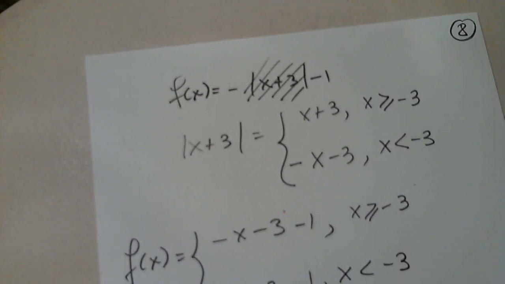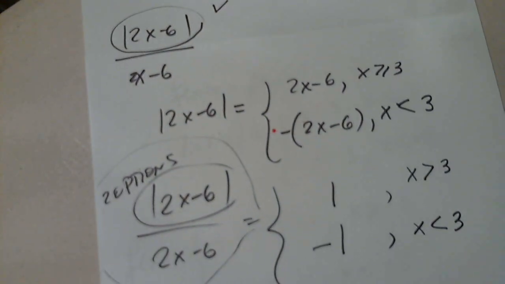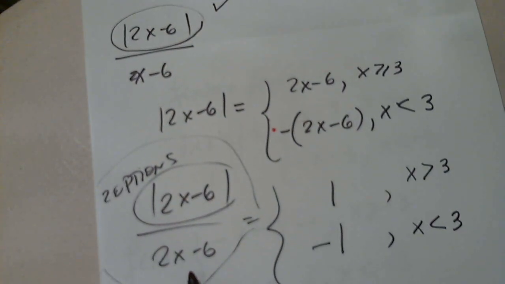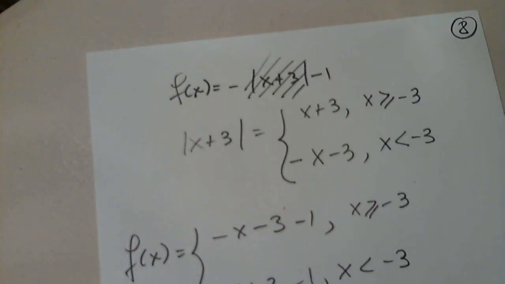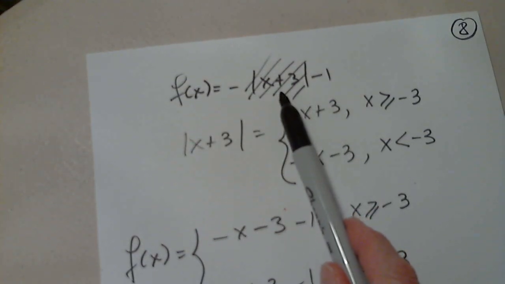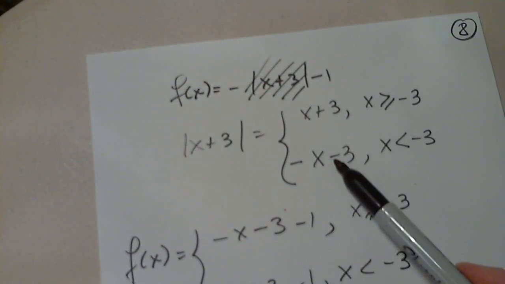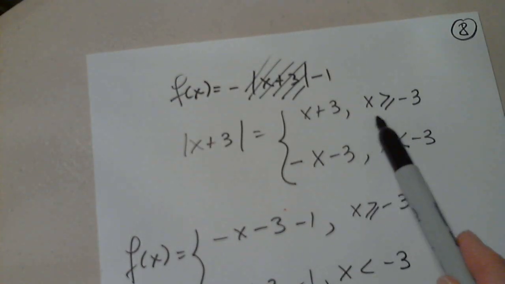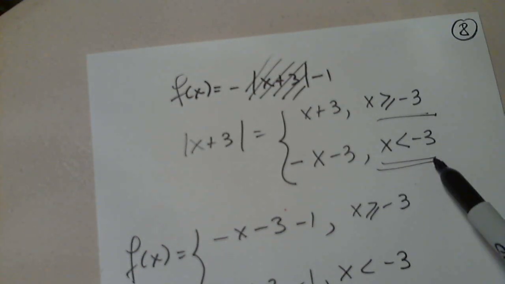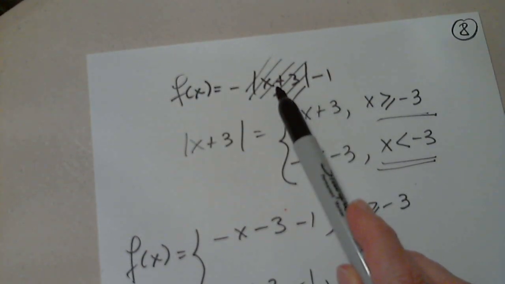I cannot exclude anything because there is no denominator. Here I had to exclude 3. I had no choice because there was a denominator and that would create a problem. But here I should not exclude anything because there is no denominator. There is no problem. So I took this piece first, and I solved the inequality, x plus 3 greater or equal to 0. So this is already solved. Excellent. Well done. And now I have to put it in.